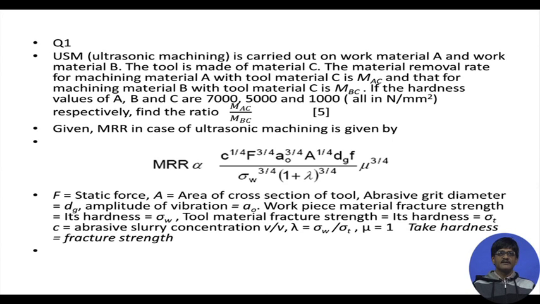Workpiece material fracture strength equal to its hardness equal to sigma W. Tool material fracture strength, it's better to use flow strength in this case. Flow strength equal to its hardness equal to sigma T. C is equal to abrasive slurry concentration, and lambda is defined as sigma W by sigma T, and take hardness equal to fracture, it should be flow strength.